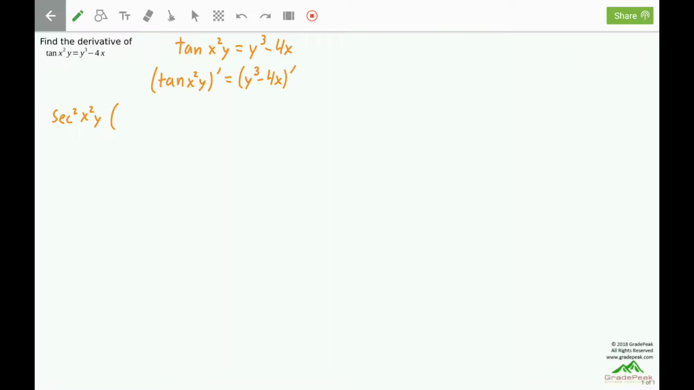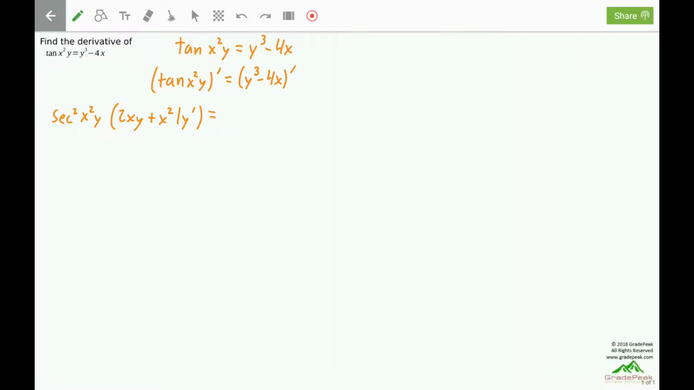The inside is a product, x squared times y, so the derivative will be the derivative of the first, 2x, times the second left alone, y, plus the first left alone, x squared, times the derivative of the second. The derivative of y is 1, but then times y prime to complete the chain rule.